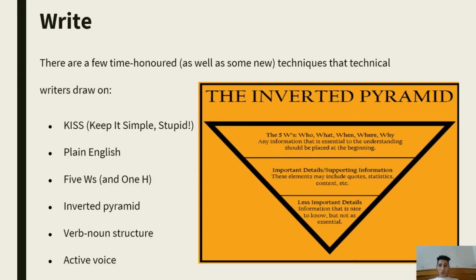There are a few time-honored as well as some new techniques that technical writers draw on. You must keep it simple, which is part of a process called KISS, keep it simple, stupid. You must keep your project very simple and readable. You must use plain English and not show off your vocabulary skills.